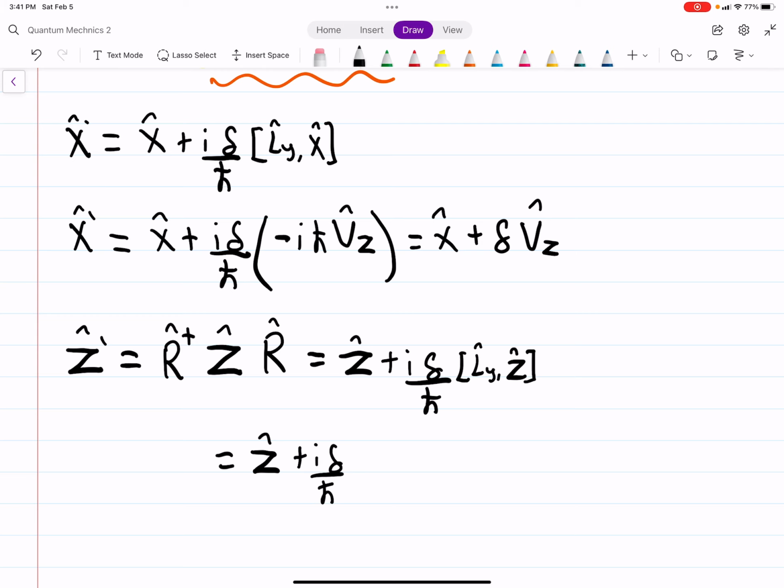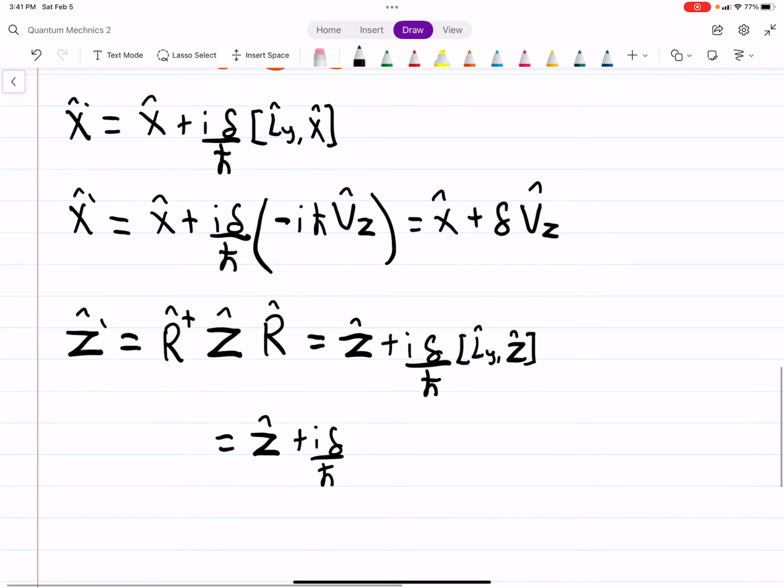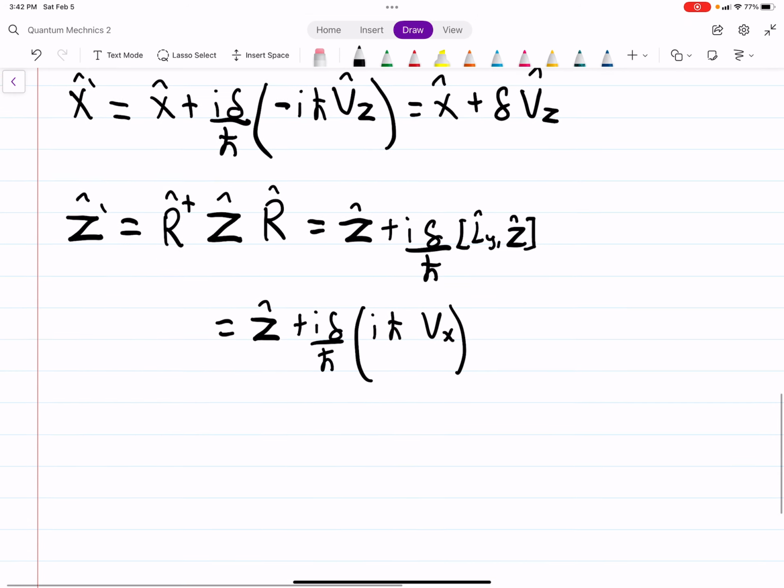So before we were going from x to y, so that became negative. So now you're still going to have your i, you're still going to have your h bar, and it'll still be v sub x. But because we're going from y to z, then we're going to have a positive here, and the i squared makes it negative. Hopefully that makes sense. So minus delta v_x, and everything else cancels as before.